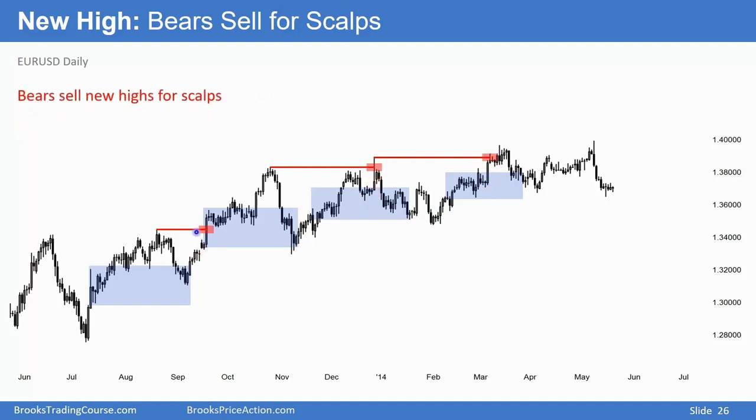Bears sell new highs for scalps. Here, they probably would sell more here and get out break even on their first entry with a profit on the second entry. Here, it immediately went down, so they simply scalp out somewhere in the middle third of the last bull leg. Here, a bear would sell, it keeps going up, sell more, and then try to get out, break even on their first entry, and then with a profit on their second entry.